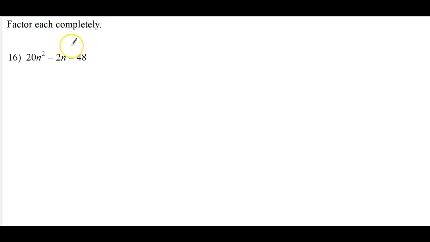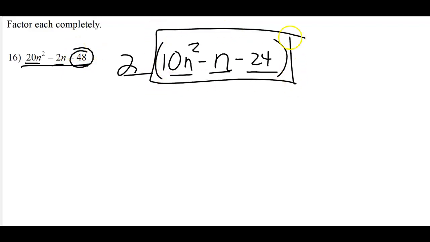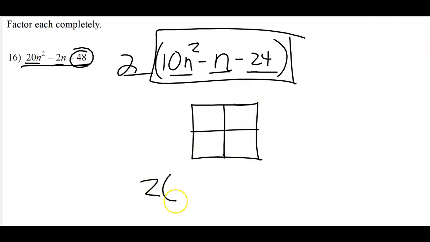Let's take a look at another one. Once again, we start by taking out our GCF, and I think there is one. 22 and 48, all 3 of those can be divided by 2. So that's going to leave me with 10n squared minus 1n minus 24. Notice I can't take out any letters because the 48 does not have an n on it. Now this has 3 terms, so to factor that, we would use the box method. After I use the box method, I'll have probably my answer.